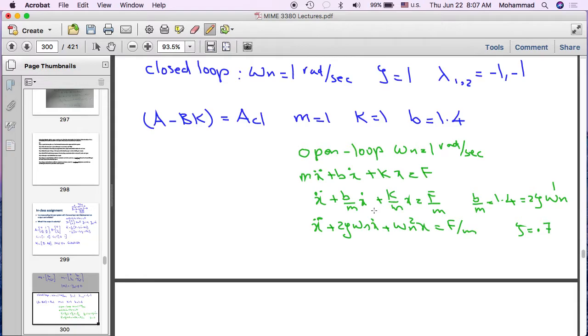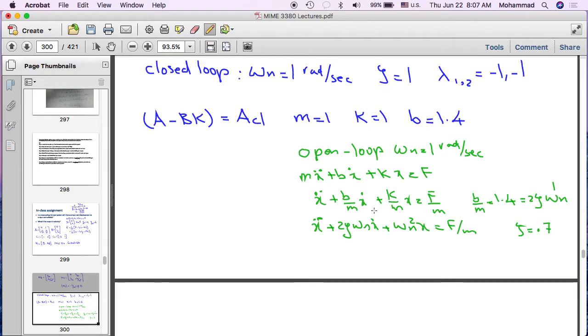And what is the next step? Now that we know where we want the eigenvalues to be located, we need to design the controller to place the poles where we want the two poles to be.